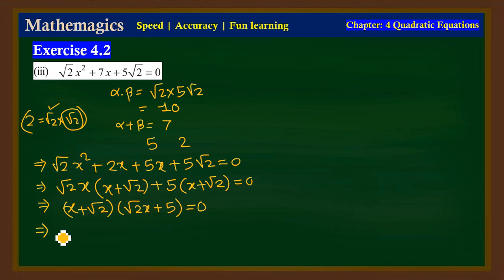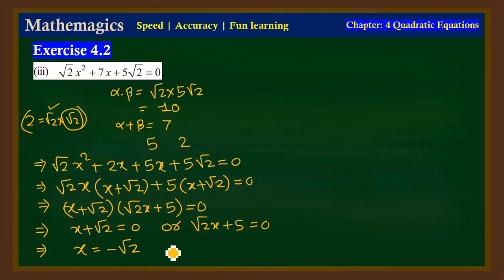So here, either the first term, x plus root 2, is equal to 0, or the second term, root 2 x plus 5, is equal to 0. So it implies that either x is equal to minus root 2 or x is equal to minus 5 by root 2. So dear friends, here also we got the two different roots of x.